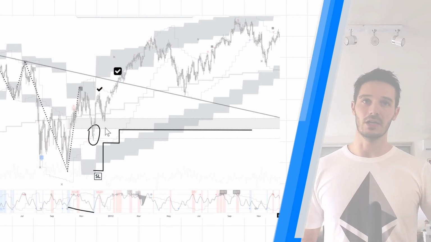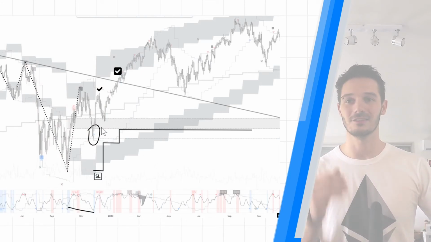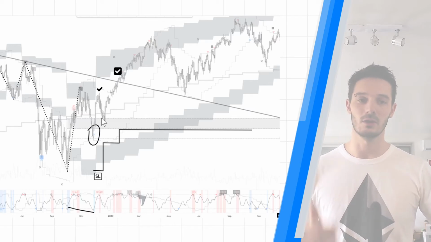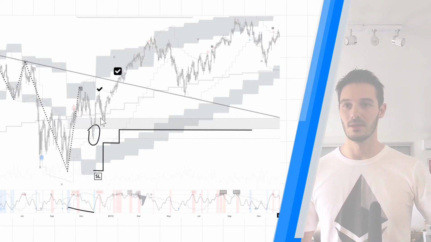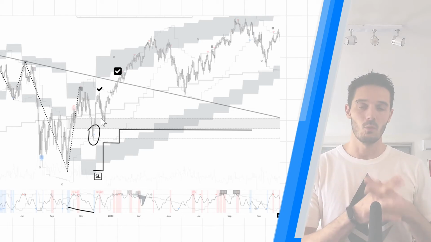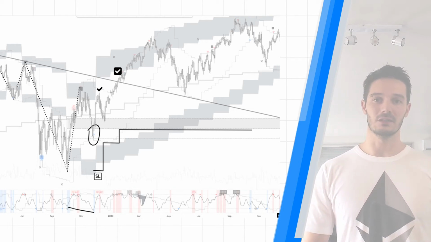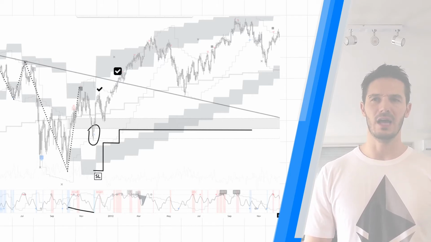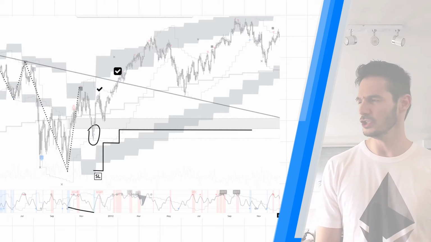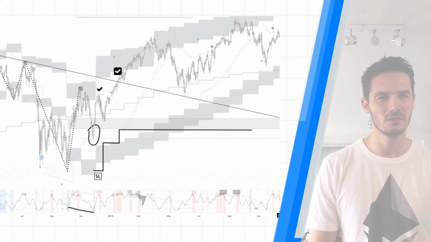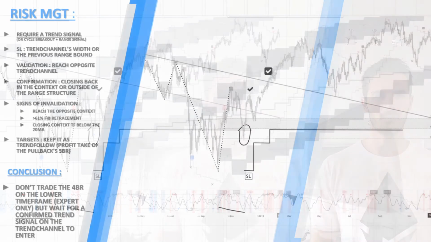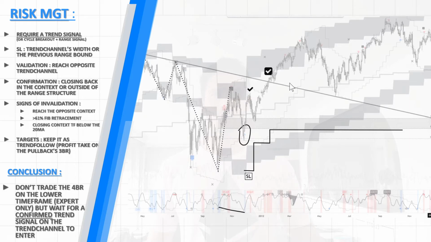Okay, the targets, we already talked about that. Just keep it as long as possible. I'll teach you later on where to profit take on those patterns. So what matters with this is that you understand that you need a trending signal. And oh, by the way, haven't you asked yourself the question, do we have a trending signal on this chart in this example? Do we?